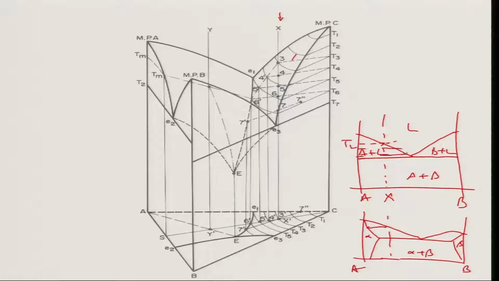You can see here the tie lines. So, finally, when the eutectic temperature is reached, whatever liquid remains will form the binary eutectic between A and B. Exactly the same thing will happen here, but in a ternary space model, it will be shown that way.